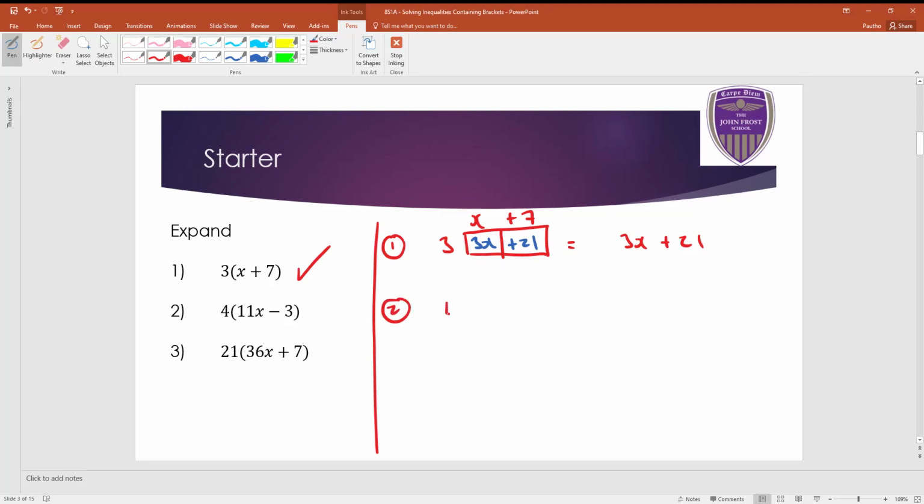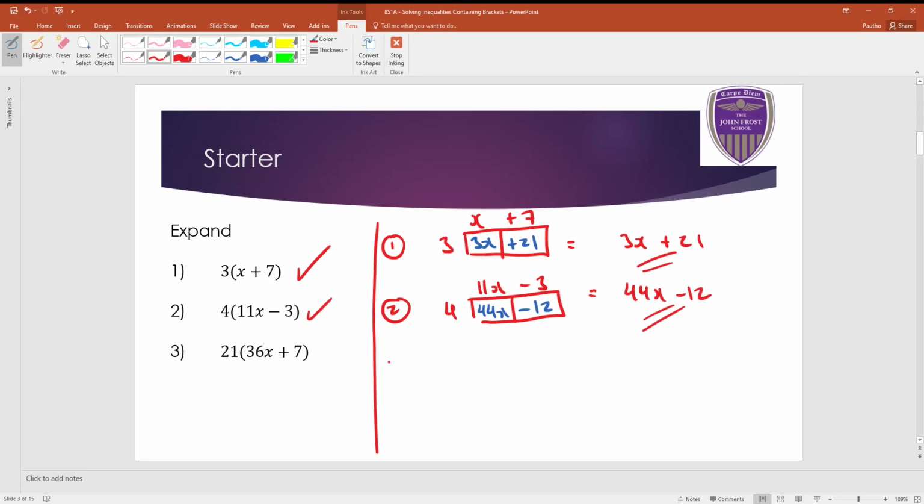Question two. Same sort of thing. Little grid method. 4 times 11x minus 3. 4 times 11x is 44x. And 4 times negative 3 is negative 12. So this is going to give me 44x minus 12.